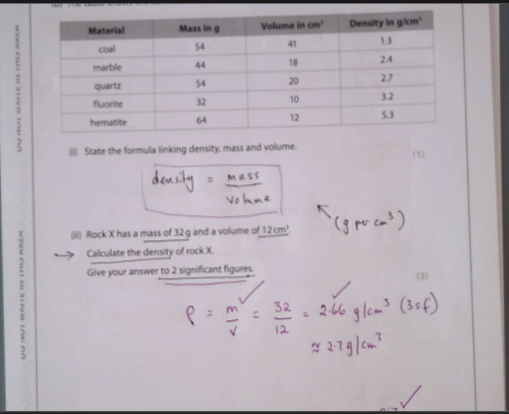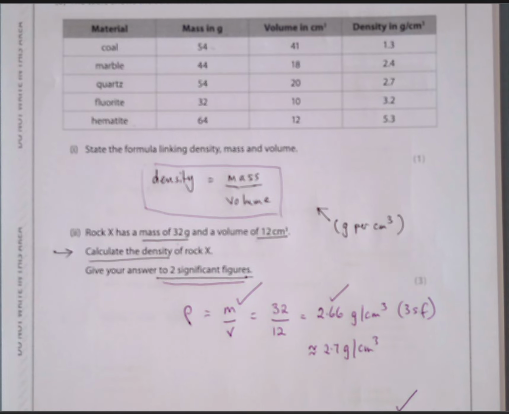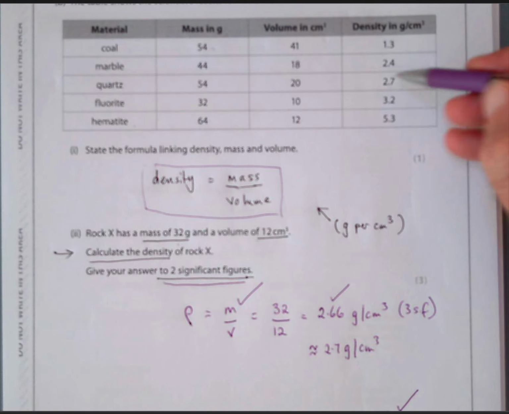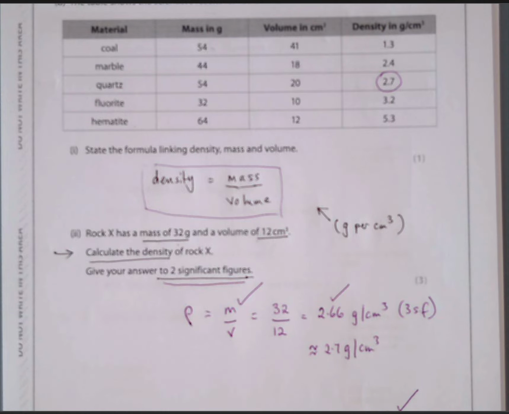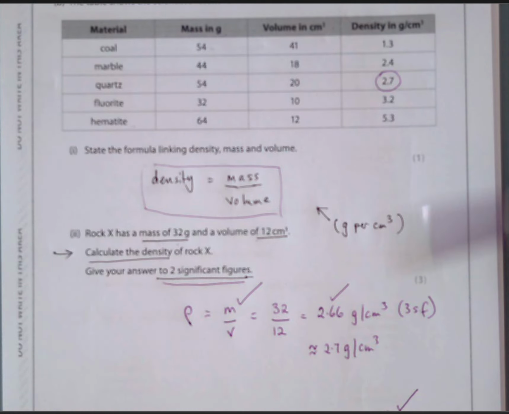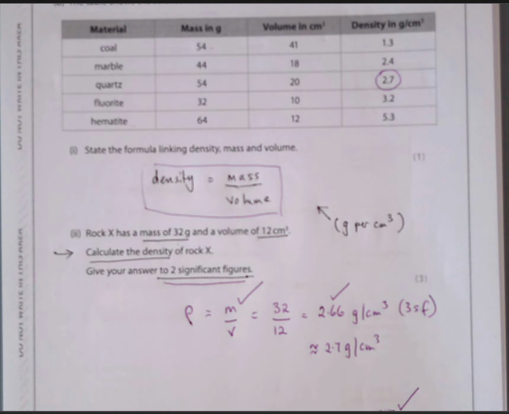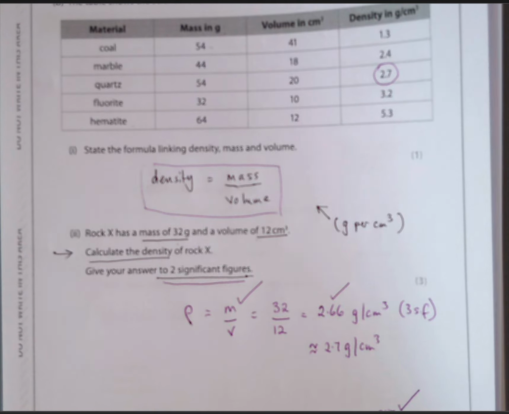Then rock X is made from one of the materials in the table, and you've got to say, well, 2.7 is the same as this one. All the others are not close enough. So you would say, explain which one it is. Well, it's quartz. Well, how do you get the marks? Once you've identified it, you have to be able to explain how you worked out that it's quartz. Well, obviously, it's the same density as quartz in the table.